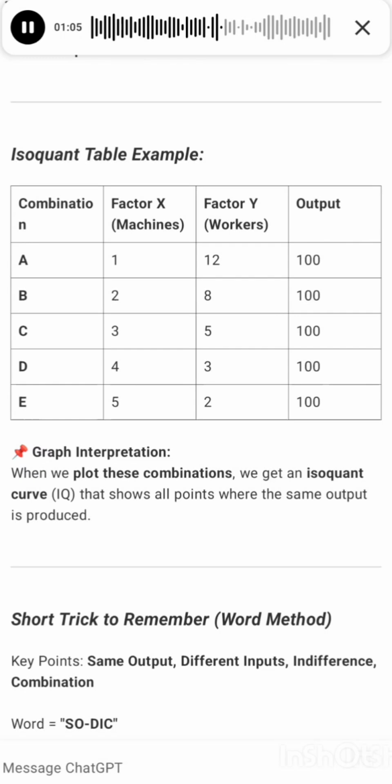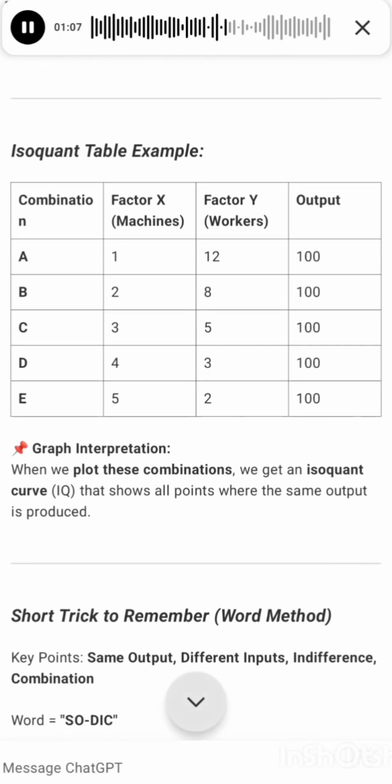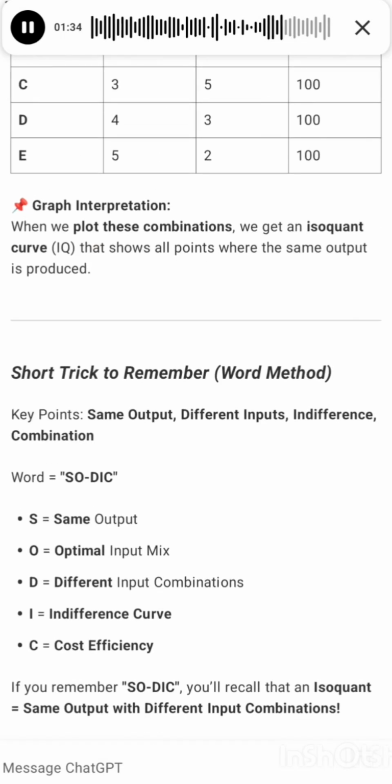Isoquant table example: combination, factor X, factor Y workers, output. A: 1, 12, 100. B: 2, 8, 100. C: 3, 5, 100. D: 4, 3, 100. E: 5, 2, 100. Graph interpretation: when we plot these combinations, we get an isoquant curve IQ that shows all points where the same output is produced. Short trick to remember: word method.